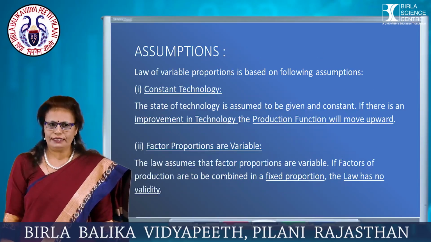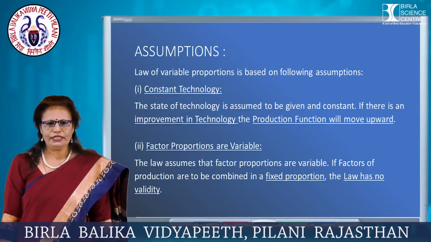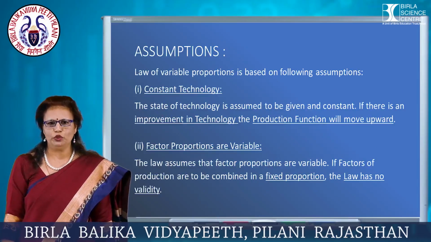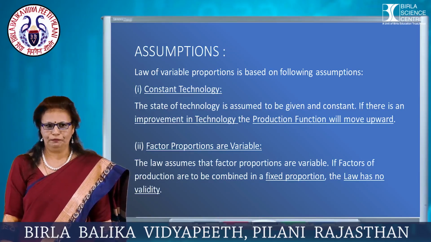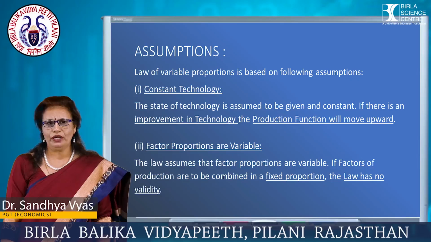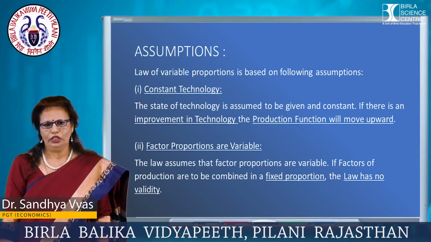Now let us look at the assumptions. First assumption is constant technology. The state of technology is assumed to be constant and given, and if there is an improvement in technology, the production function will move upward. Second is factor proportions are variable. The law assumes that factor proportions are variable, and if factors of production are to be combined with the fixed factors, the law has no validity.